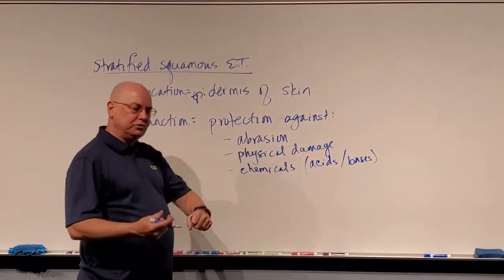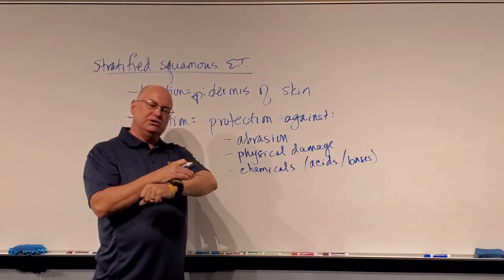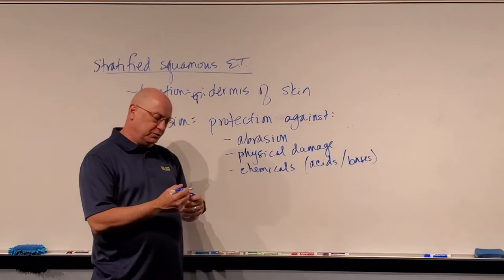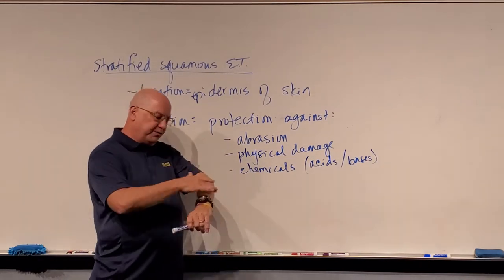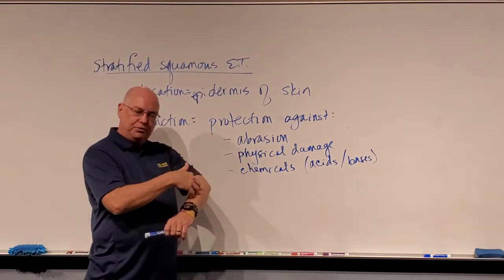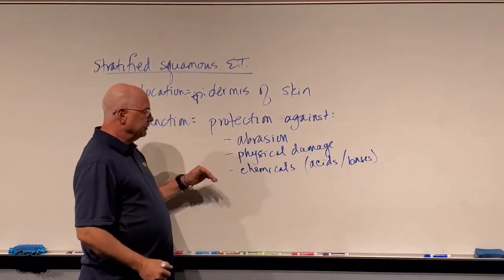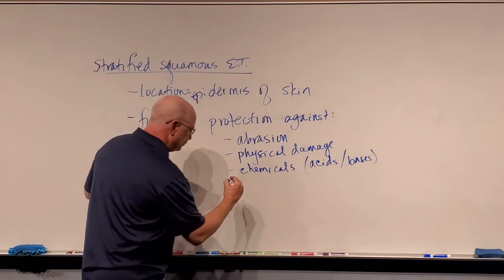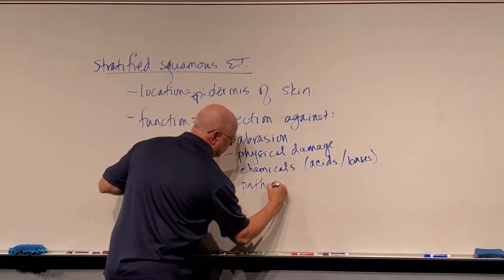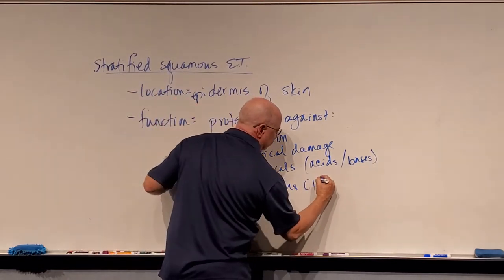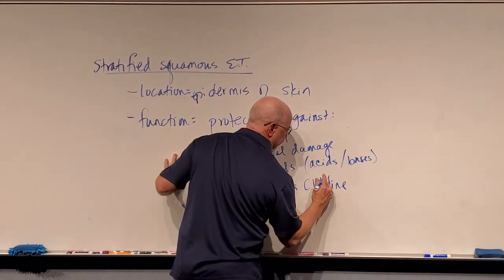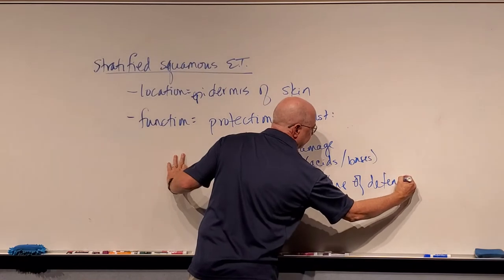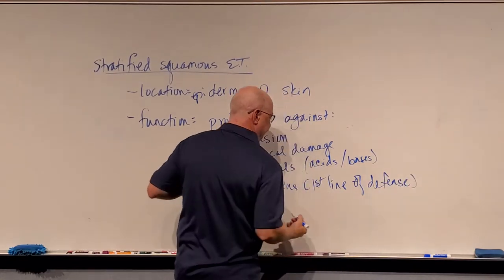And other harmful chemicals. If you pour some toxins on your skin, a lot of times they won't get absorbed. Some are, that's why you need to read the label of chemicals, but some of them will run right off your body and cannot permeate through the stratified squamous. And it's protection against pathogens. It's known as the first line of defense in our body's defense mechanisms.